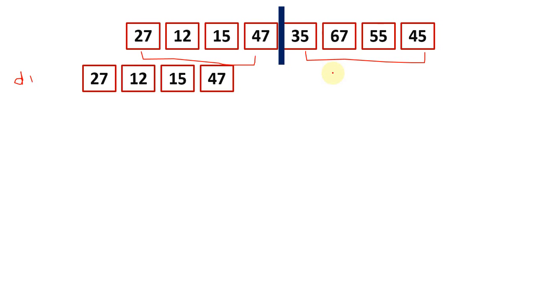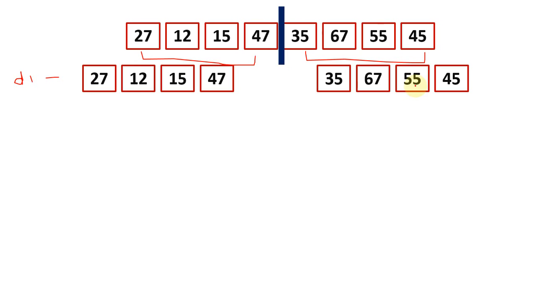And similarly here 35, 67, 55 and 45. So this particular original list is divided into two lists. In some cases, here may be 4 elements, here may be 5 elements. So it is not compulsory that both should have an equal number of elements. It depends upon whether the n value is even or odd. If it is even, then equal will be there. If n value is odd, then any one list will have one more element.